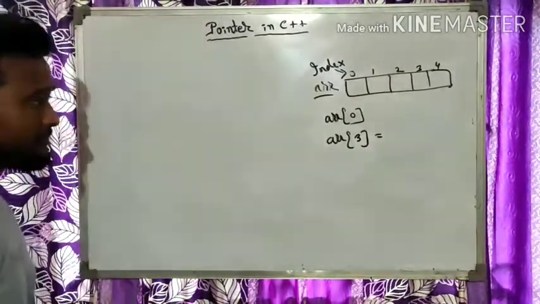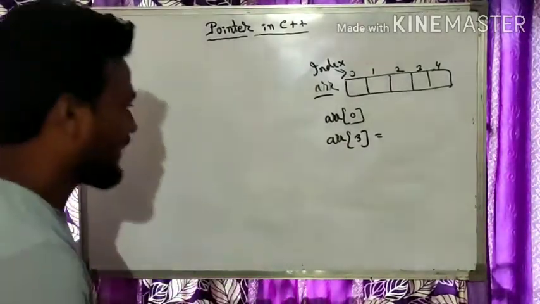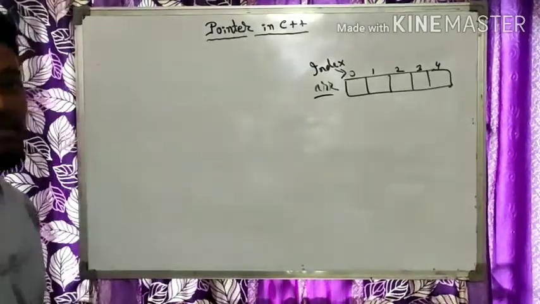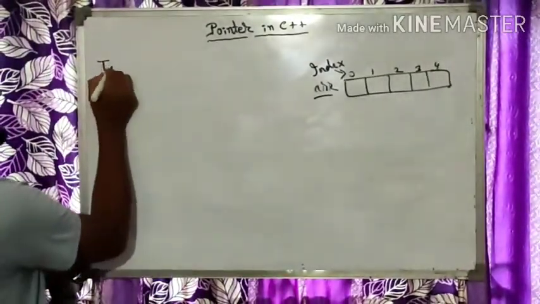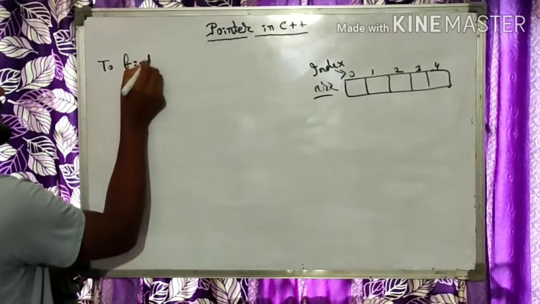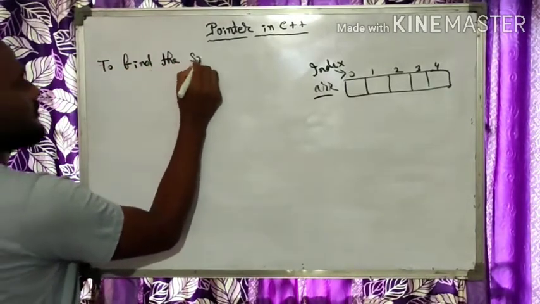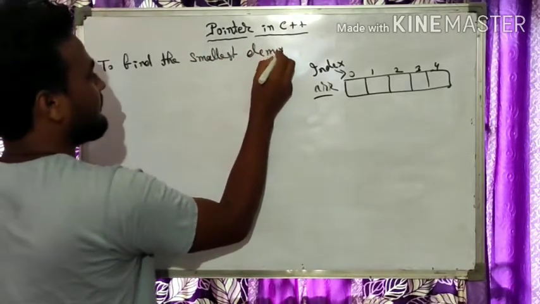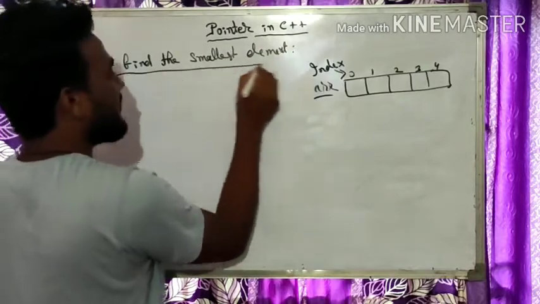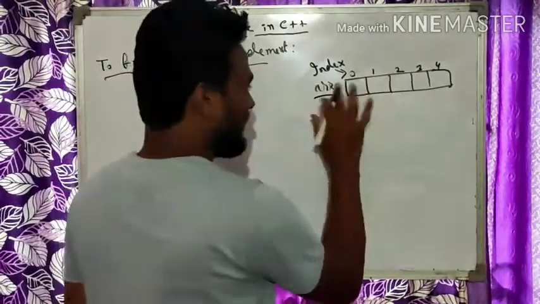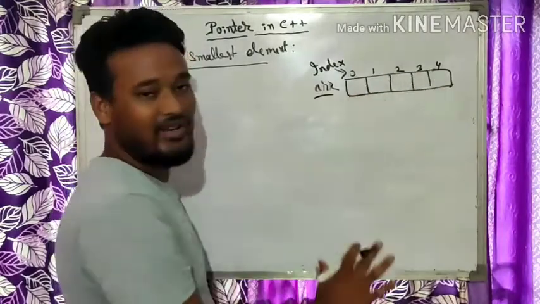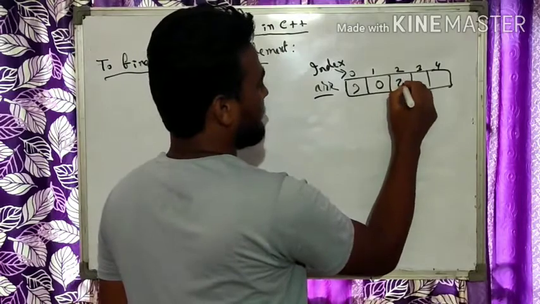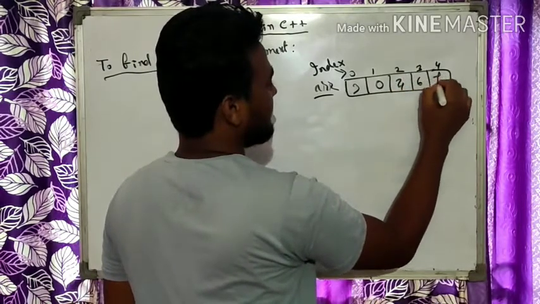Now in the pointer example, we are going to write a program to find the smallest element from an array. Let's take this array only. Let's take 5 elements only here. So here we have, suppose, 9, here 0, 4, 6, 7.